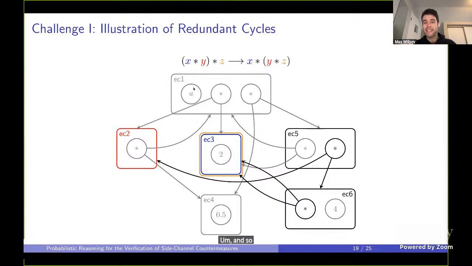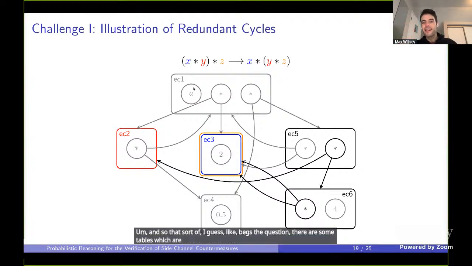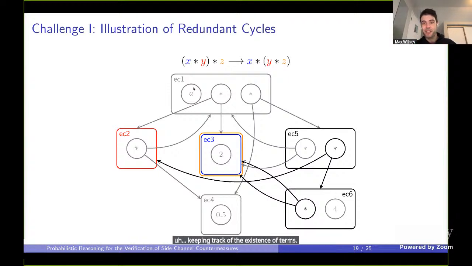And so that begs the question. There are some tables which are merely keeping track of the existence of terms. Like there's a table called add or mul, which is just storing the add or mul terms that we know about. Perhaps we are interested in the provenance of those terms as well, because after all, they're just tables. And it's the same mechanisms under the hood that you might use to ask about the provenance of other facts.